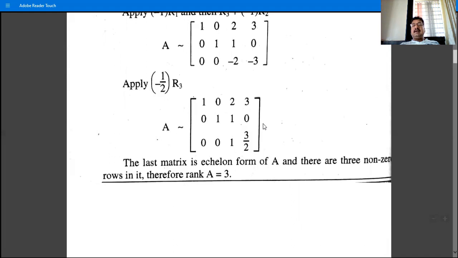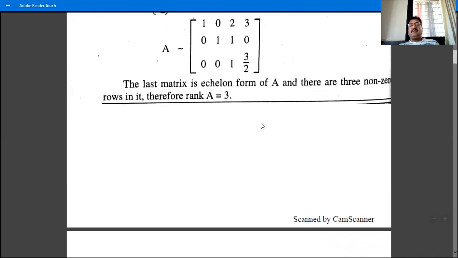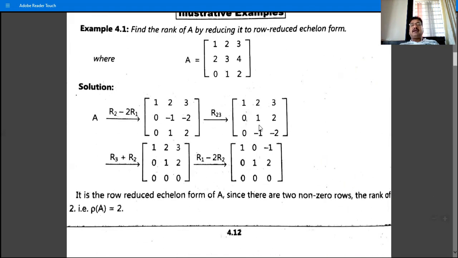So we apply one more operation, actually two operations: R2 minus R3 and R1 minus 2 R3. After these two operations, we have the reduced row echelon form, and again the rank of A is 3, because the reduced row echelon form also contains three non-zero rows.